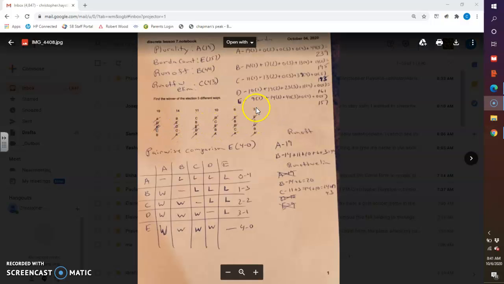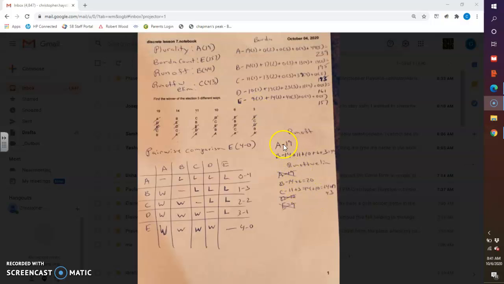The 3 votes go to C, so that puts C at 14. The 6 votes go to B, so that puts B at 20. So then I eliminate D, which has the next fewest first place votes. When I eliminate D throughout the whole process, D, D, D, D, D, D, those 10 votes go to C. So 14 plus 10 is 24.